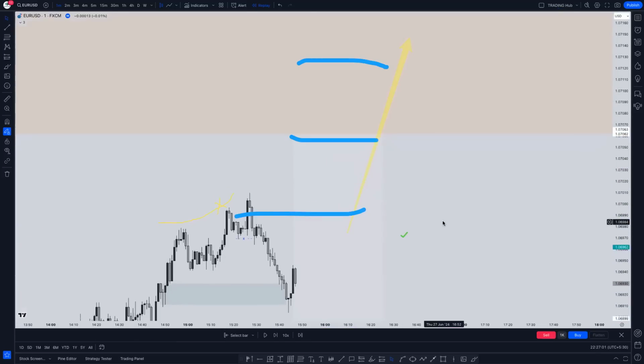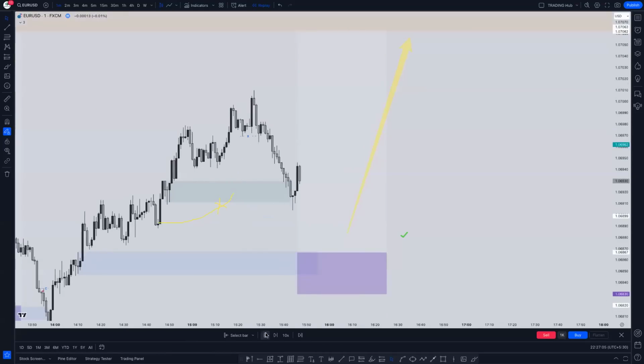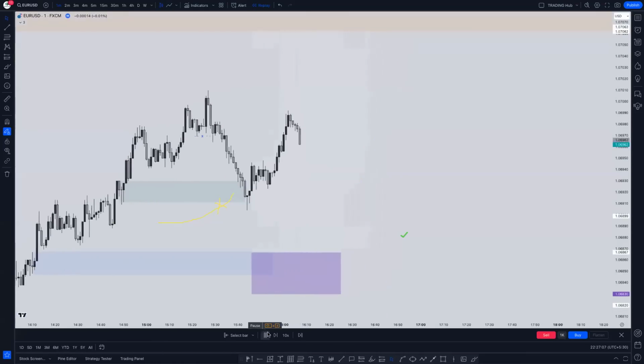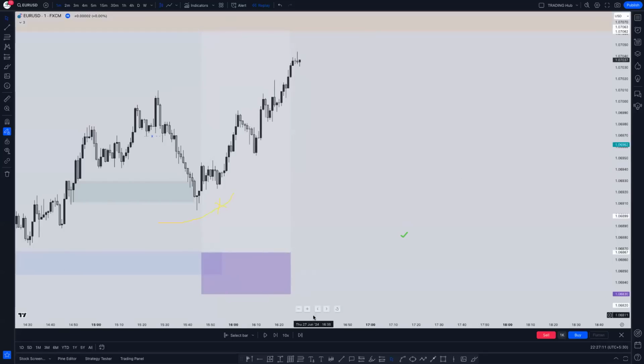So once price taps on it, we can plan for the buy. But price did not react here. So let's wait for it to mitigate this PI here. Okay. So the market broke the previous high here.